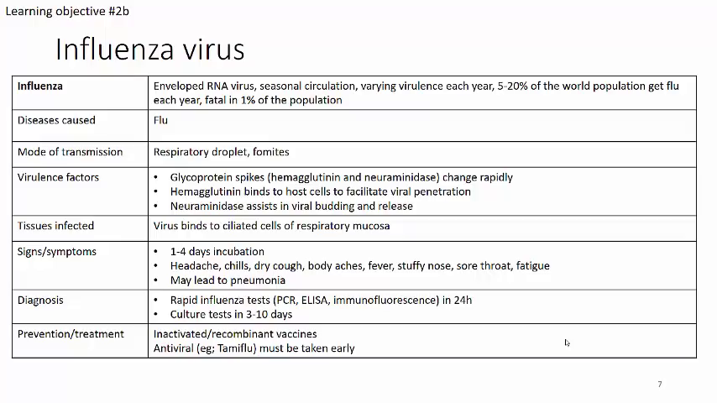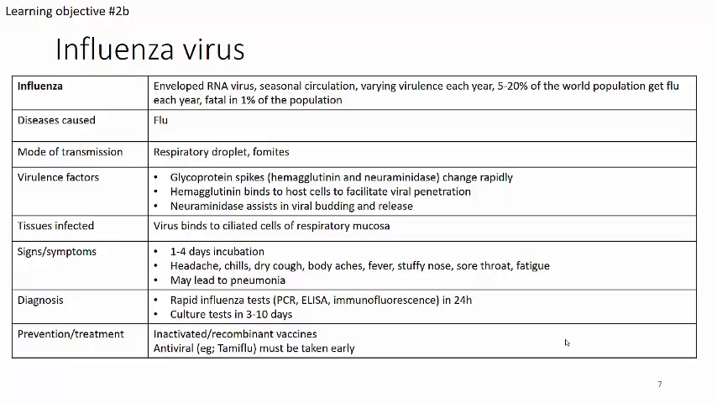So the transmission mode is respiratory droplets. Also fomites can transmit flu. And virulence factors are its ability to mutate very rapidly, especially its hemagglutinin and its neuraminidase spikes on its surface, which we're going to talk about in more detail in the next slide.